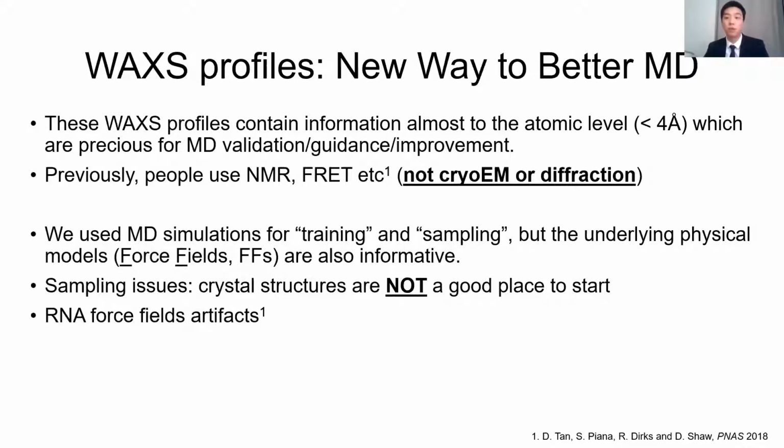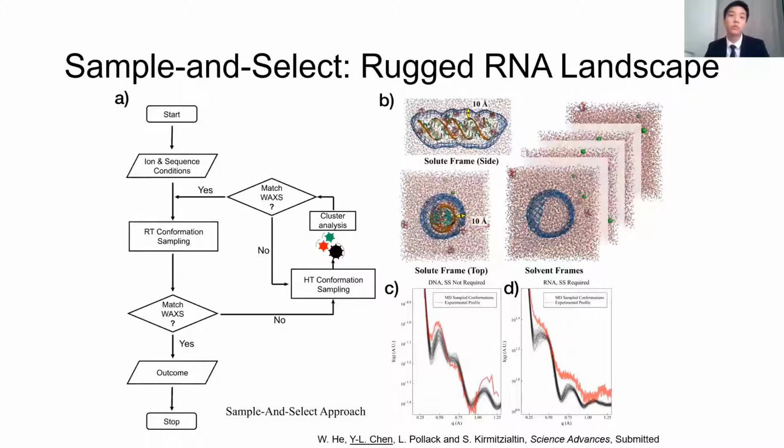So we propose a better way to do MD simulations incorporating the WAXS experimental data. And this is an ongoing and exciting collaboration with Serdal and Weiwei at NYU Abu Dhabi. And we call this strategy sample and select. So we start from an RNA conformation and run the simulation at room temperature. And we check if the conformation matches the experimental WAXS data, and if so, we hit the jackpot because everything is working well, there's nothing to do, which is seldom the case. But if not, we have this feedback loop.